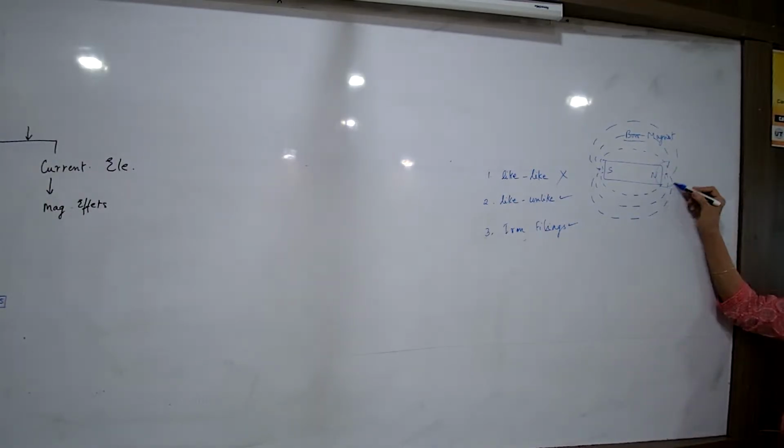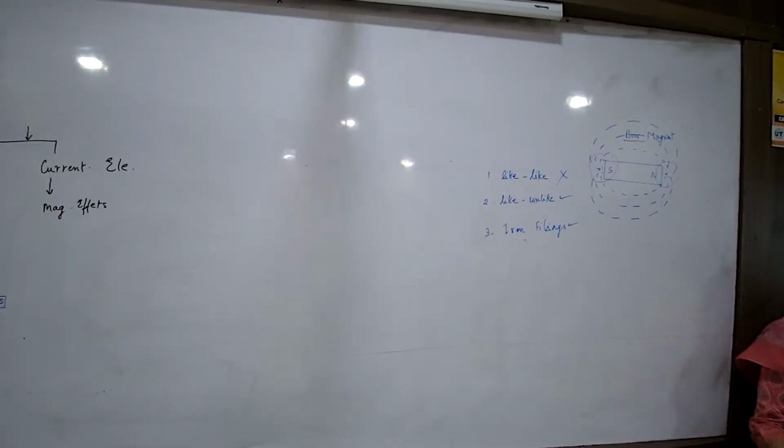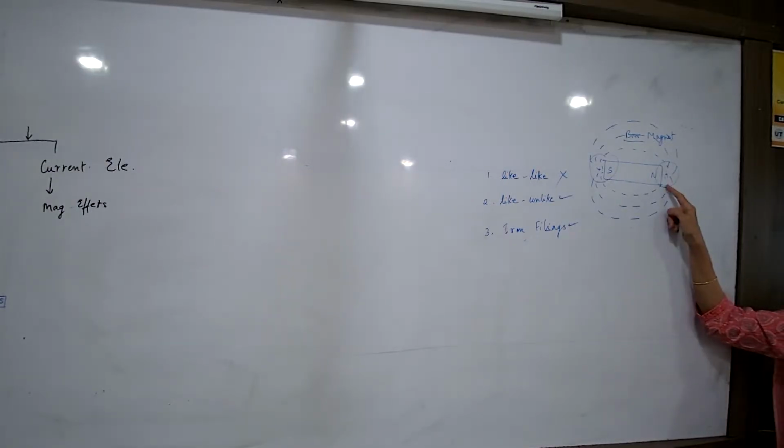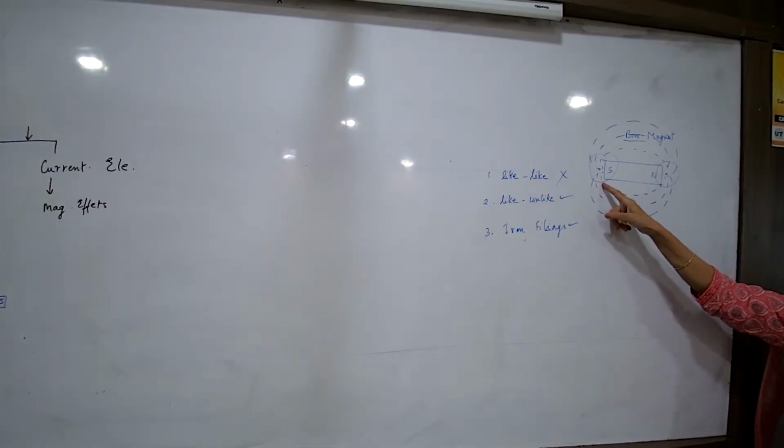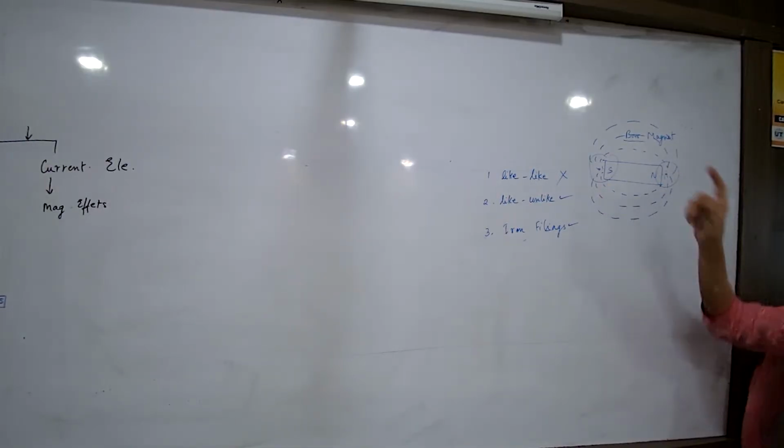So you find that it is getting more and more concentrated here. What does it tell us? If it is more crowded, is it strong or is it weak? Strong. It's obviously strong. So we know that the magnetic field lines are more crowded at the poles. Therefore, we know that the strength of the magnetic field is more at the poles.